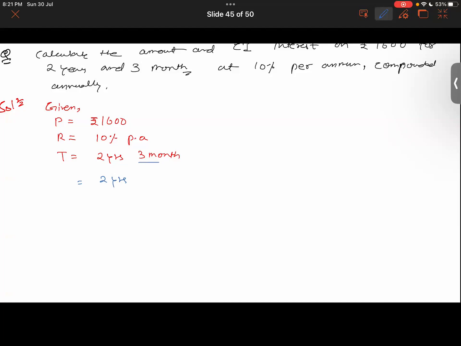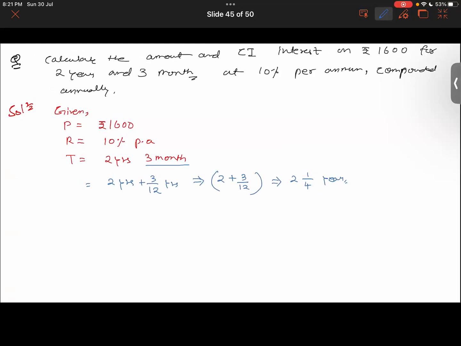Now we will convert this 3 months into years. But how do we do that? Simply divide it by 12, right? And add them. Can we not write it like this? Yes, sir, we can. So that will be 2 and 2 into 1 upon 4 years. So here we basically have 2 years and a quarter year, right?